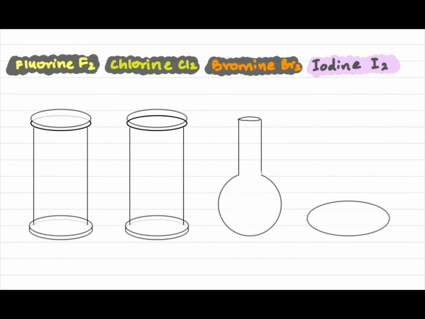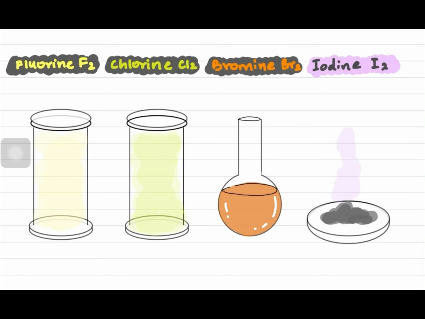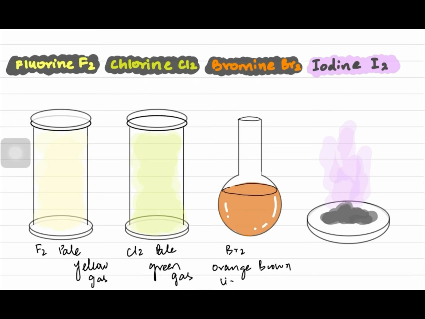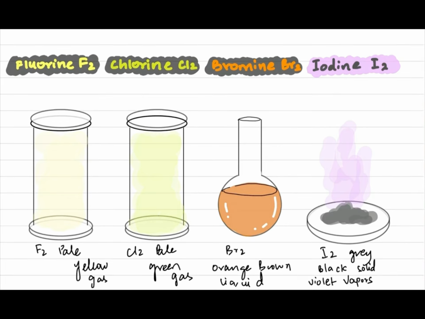So when we talk about the first four halogens, fluorine is a pale yellow gas. Fluorine is extremely reactive, by the way. Chlorine is a pale green gas. Bromine is an orange-brown liquid at room temperature and pressure, while iodine is a gray-black solid with violet fumes. So, fluorine is a pale yellow gas, chlorine is a pale green gas, bromine is an orange-brown liquid, iodine is a gray-black solid with violet vapors.